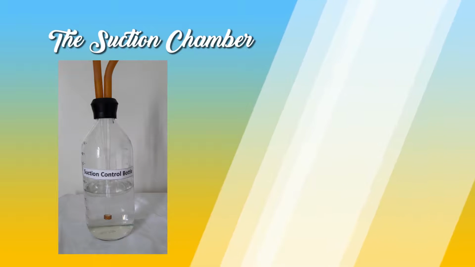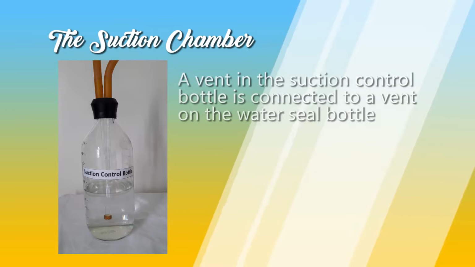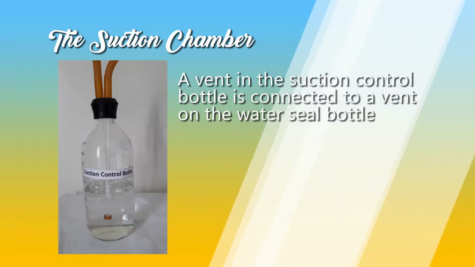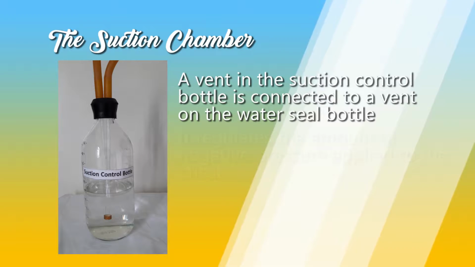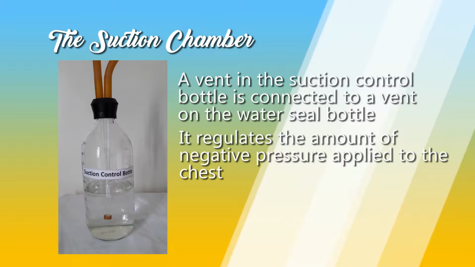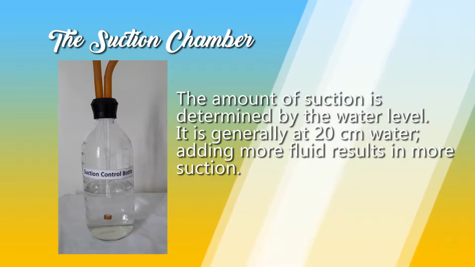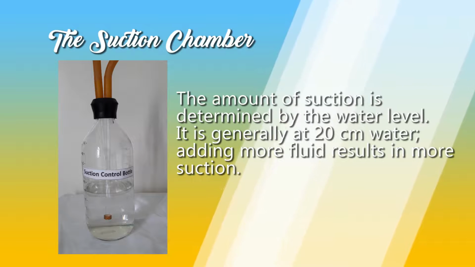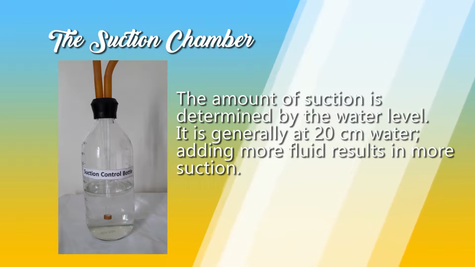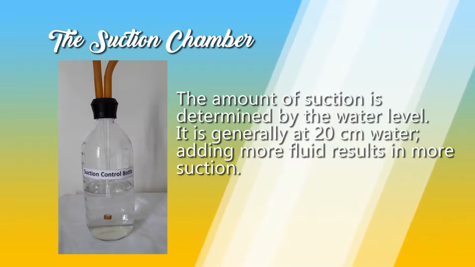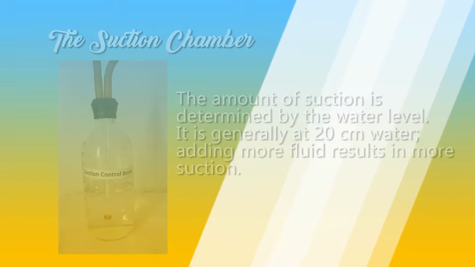The suction chamber. A vent in the suction control bottle is connected to a vent on the water seal bottle. It regulates the amount of negative pressure applied to the chest. The amount of suction is determined by the water level. It is generally at 20 cm of water. Adding more fluid results in more suction.